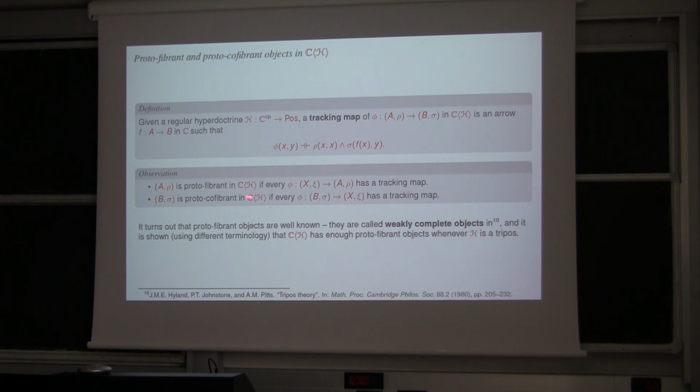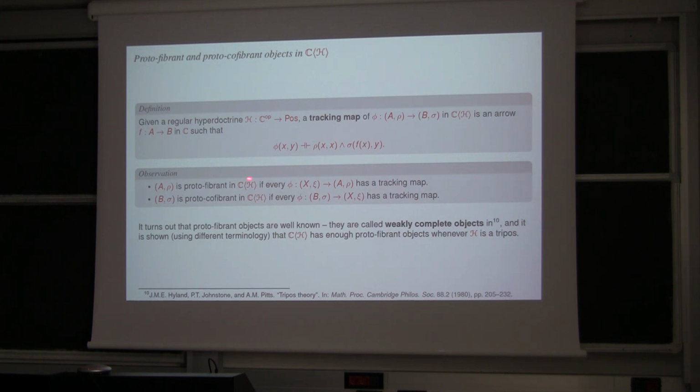An object in the descent quotient completion is protofibrant if every functional relation comes from a map in the original category. This condition is known to many of you as the functional relation having a tracking map. So there is somehow a map in the base category that satisfies this judgment. And this precisely means that if we apply the functor that I defined earlier, we get back the functional relation.